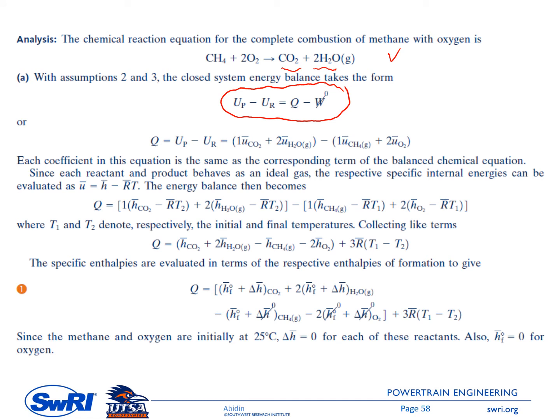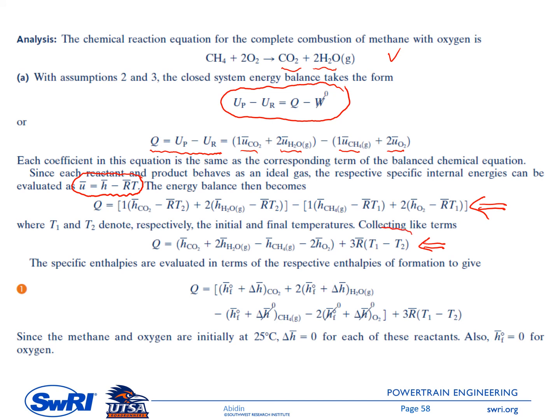Here Q equals UP minus UR, okay? UP here is the product internal energy, so it has 1 mole of CO2 and 2 mole of water vapor, and in the reactant we have 1 mole of methane and 2 mole of oxygen. Since this is an ideal gas, we can substitute U by H minus RT, then you will get this equation. Then you can collect the terms to have this equation.